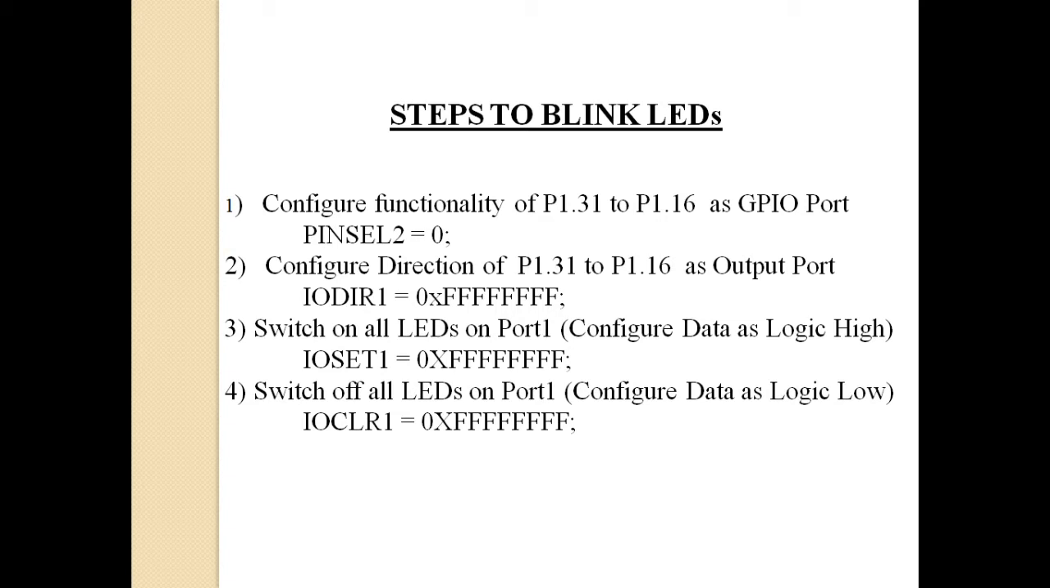Right. So if you want to make an LED on, you need to write a logic 1 to that pin. If you want to make that LED off, you need to write logic 0 to that pin. That means you are writing 1 or 0 as data to that pin. In the previous step, you are configuring the direction of that pin. In the next step, if you want to make the LED on, you need to write a logic 0 as data.